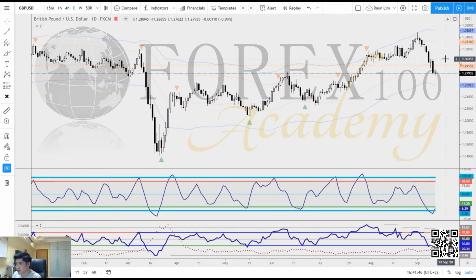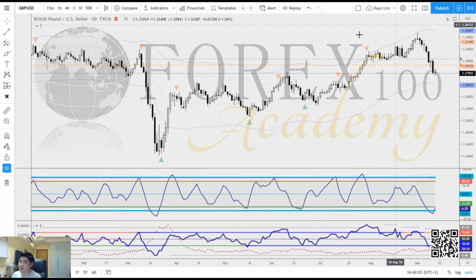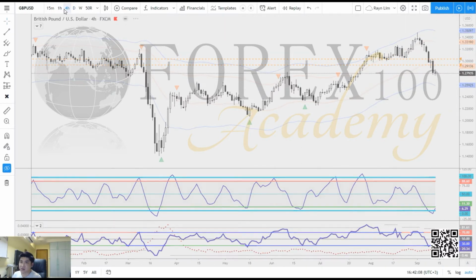And what we can do over here is to do a setting. Right click, add alert under pound dollar, GU, D1. S and R short. Okay, later I'll add the indicator over here. So this is pretty much my plan, shorting pound dollar.